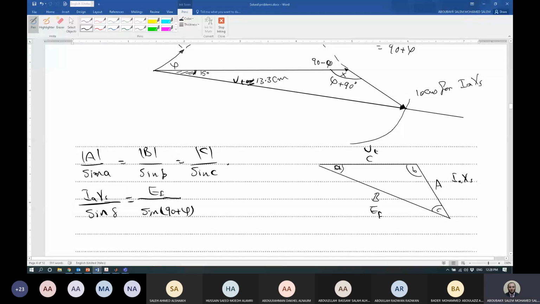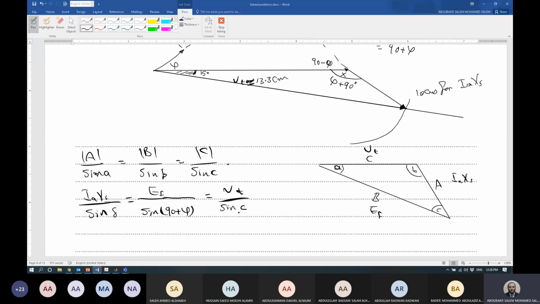Right, guys? Equals the last thing, C, which is V terminal, over the last angle here, but this angle is not defined in our phasor diagram. So this is the way, guys, to use it in order to get our angles and vectors.